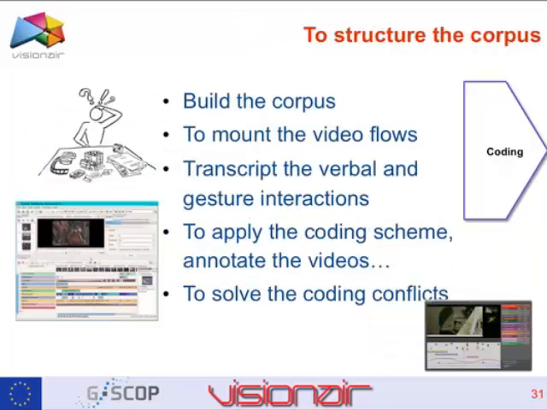The next step will consist of structuring the corpus. Structuring the corpus will consist of mounting, for example, the video flows and the audios, transcribing the verbal and gesture interactions in order to facilitate the analysis, applying your previously defined coding scheme, annotating the videos with the important moments and events that you have seen, and also solving the coding conflicts when you have different people coding the same parts, in order to make it more reliable.